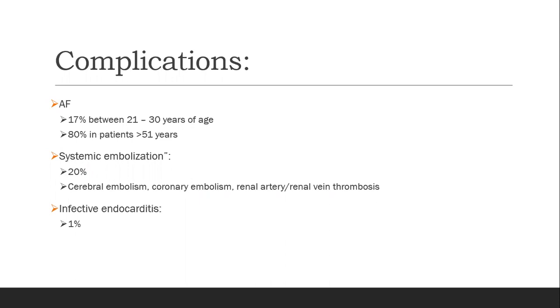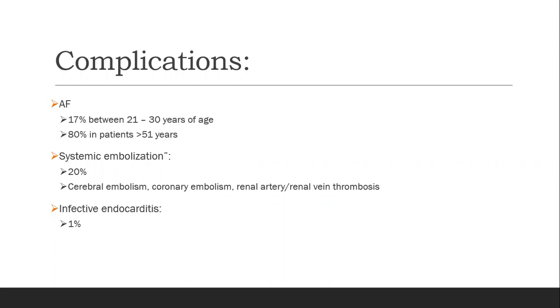So what are the complications? I told you atrial fibrillation definitely occurs. About 17% occurs in the 21 to 30 age group. By 51 years, more than 50%, up to 80% of the cases present with AF. Next is systemic embolization. I told you when the left atrium is very large, it goes for thrombosis. The thrombus can break and go into the cerebral circulation causing stroke. It can break and go into the renal artery. It can go to the renal artery.